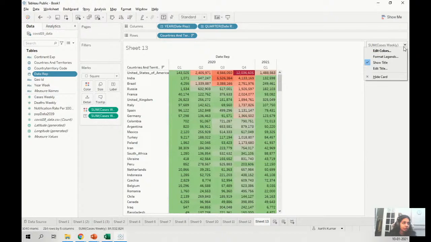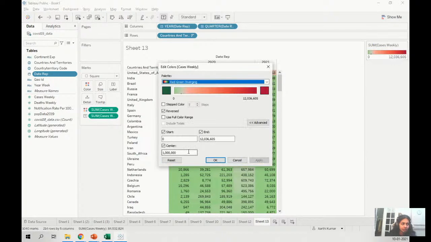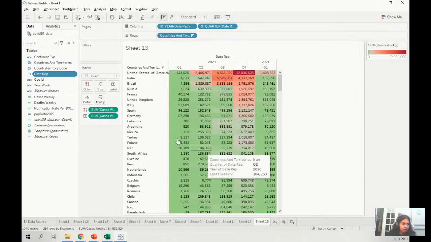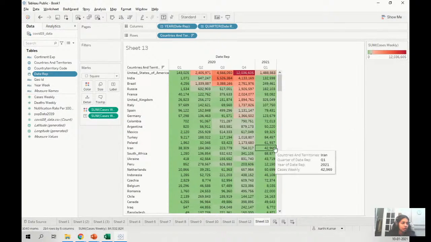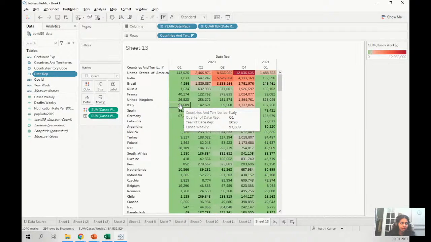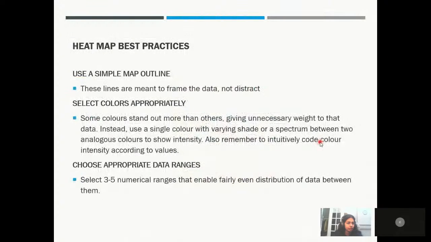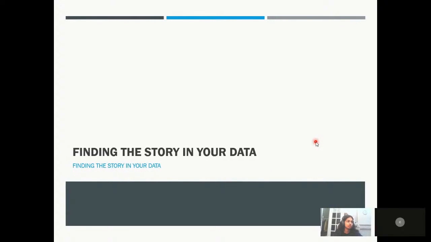I have just chosen 1 million, but it is better to choose it scientifically. Depending upon the distribution, you can choose either the median or the average point for the center point. Or like I said, you can use filters, and instead of putting all the countries together, you can create different charts for different continents. That is also possible.